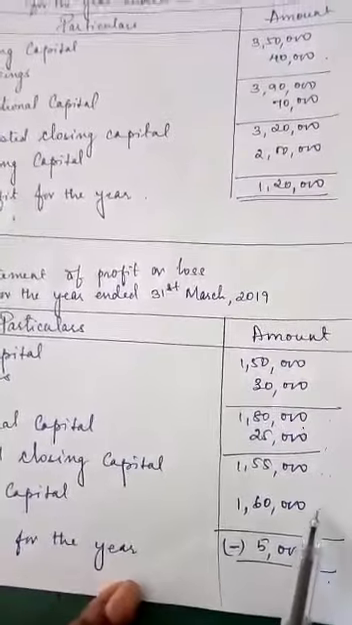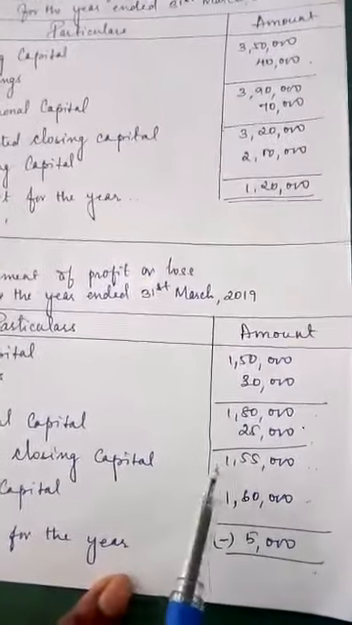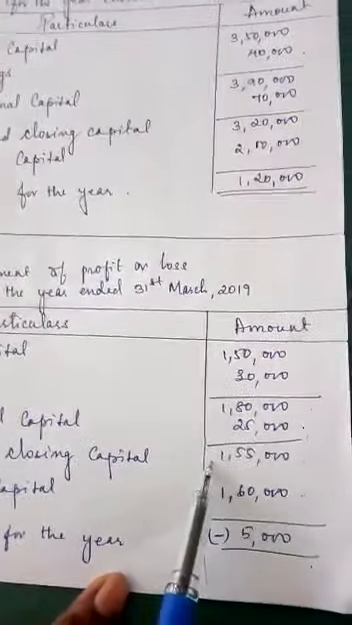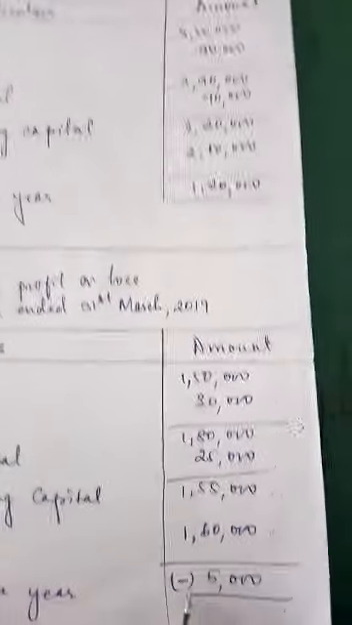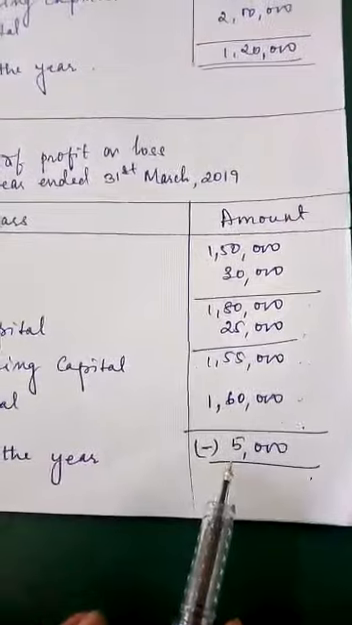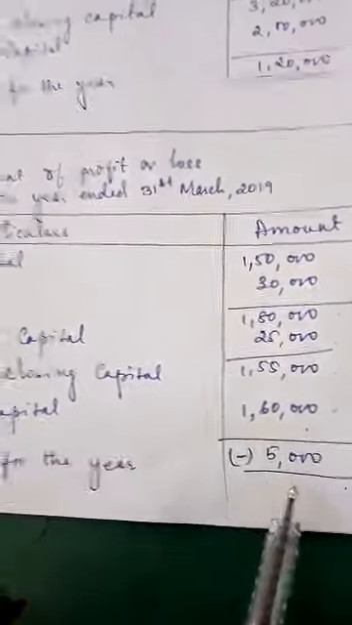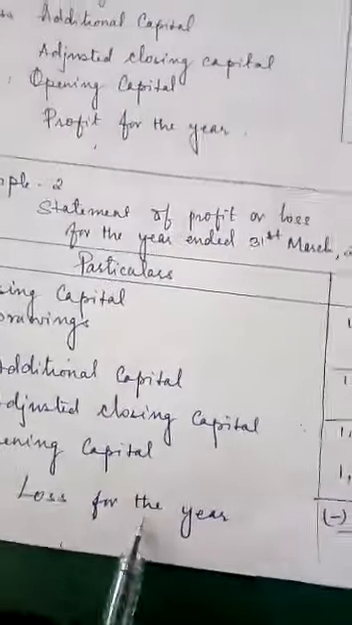Now see, this opening capital is greater than the adjusted closing capital. So you get the answer in negative, minus. So if the answer is in minus, that shows that the business has incurred a loss. So it is loss for the year.